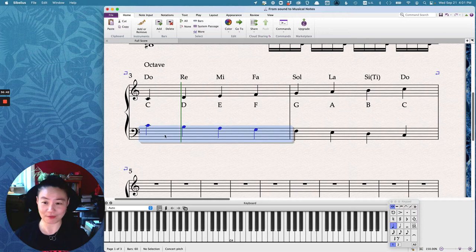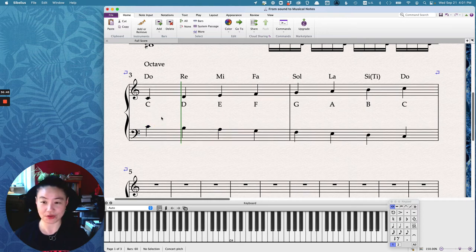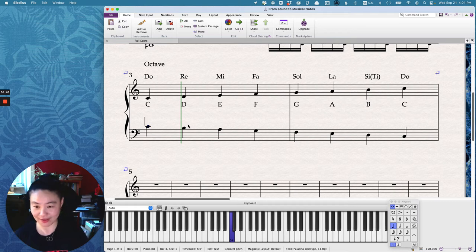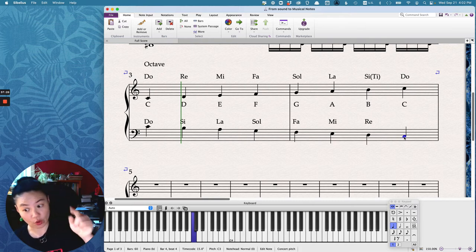Okay. So here we go. And you can do the same thing, if you're so diligent, and I'm sure all of you are. So this would be do, si, la, sol, fa, mi, re, do. And this is do, but one octave down.